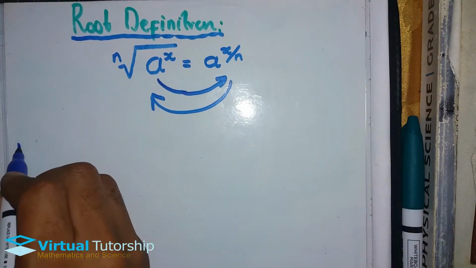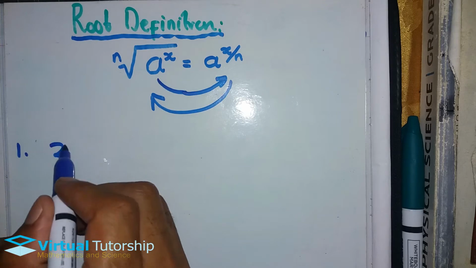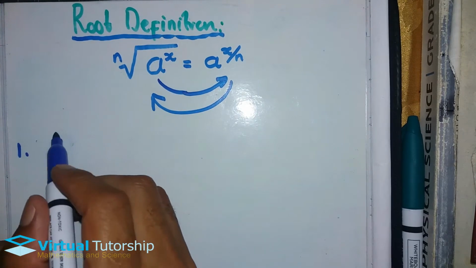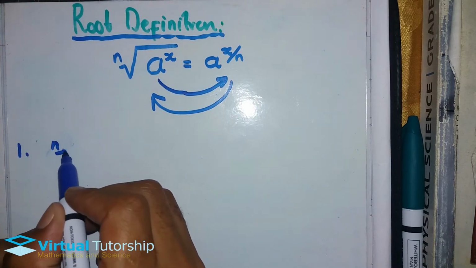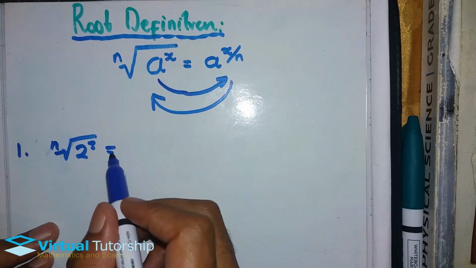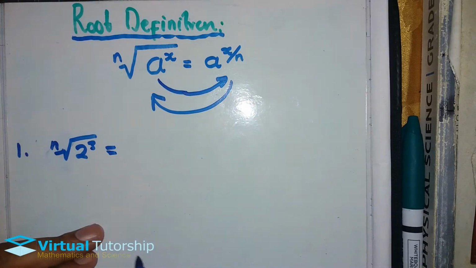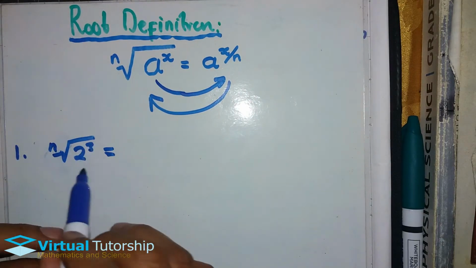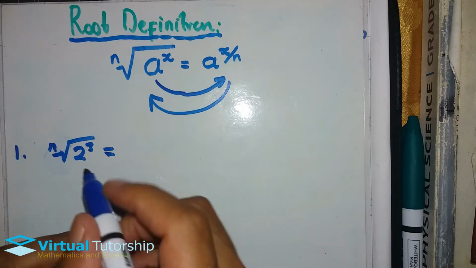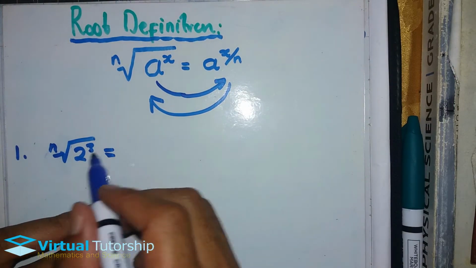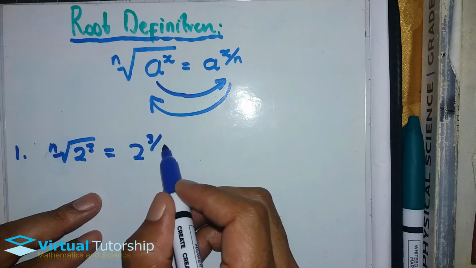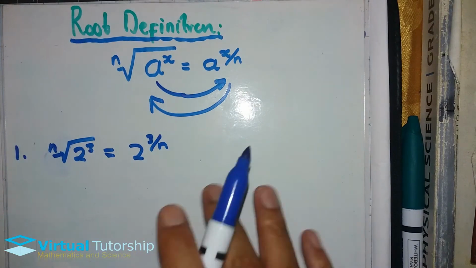Let's say maybe the nth root of 2 exponent 3 is equal to... So when working with root definitions, it's always important to change the root to an exponential power. In this case it's already done, right? So this is equivalent to, according to the root definition, 3 over n. It's equal to 3 over n.